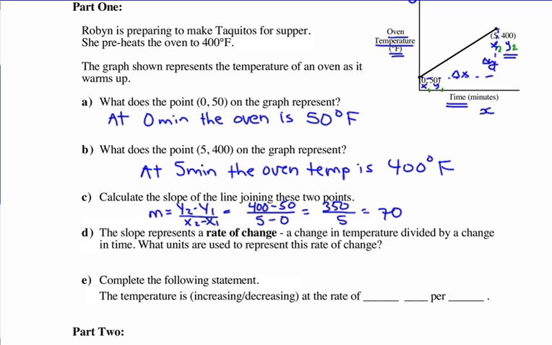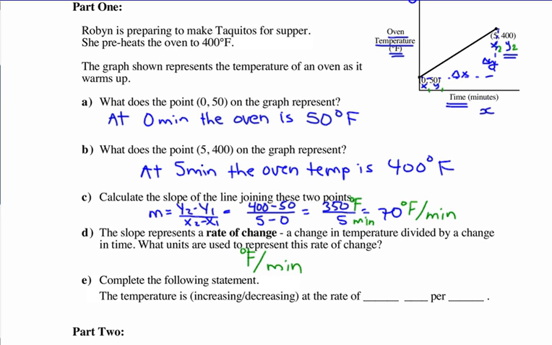And so if I asked you, okay, what does that represent? We need to look at our units. Our rise was degrees Fahrenheit, and our run was in minutes. And so 70 degrees Fahrenheit per minute. So the slope represents a rate of change in temperature divided by a change of time. What units are used to represent this rate of change? That unit would be degrees Fahrenheit per minute, because our rise is degrees Fahrenheit and our run is minutes.